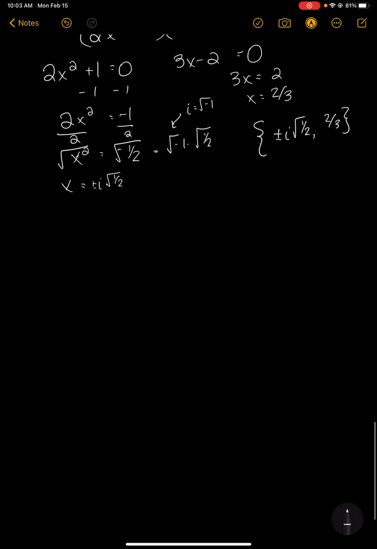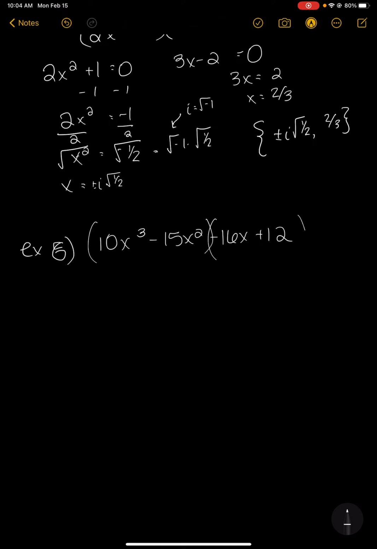Sometimes when you have a four-term polynomial, this is the last example, I promise, you are unable to factor it. So 10x cubed minus 15x squared minus 16x plus 12. If you try to factor by grouping, what happens is that your stuff in parentheses doesn't repeat. So we can't actually factor by grouping. So we've got to figure out another way using algebra that we can solve this equation.